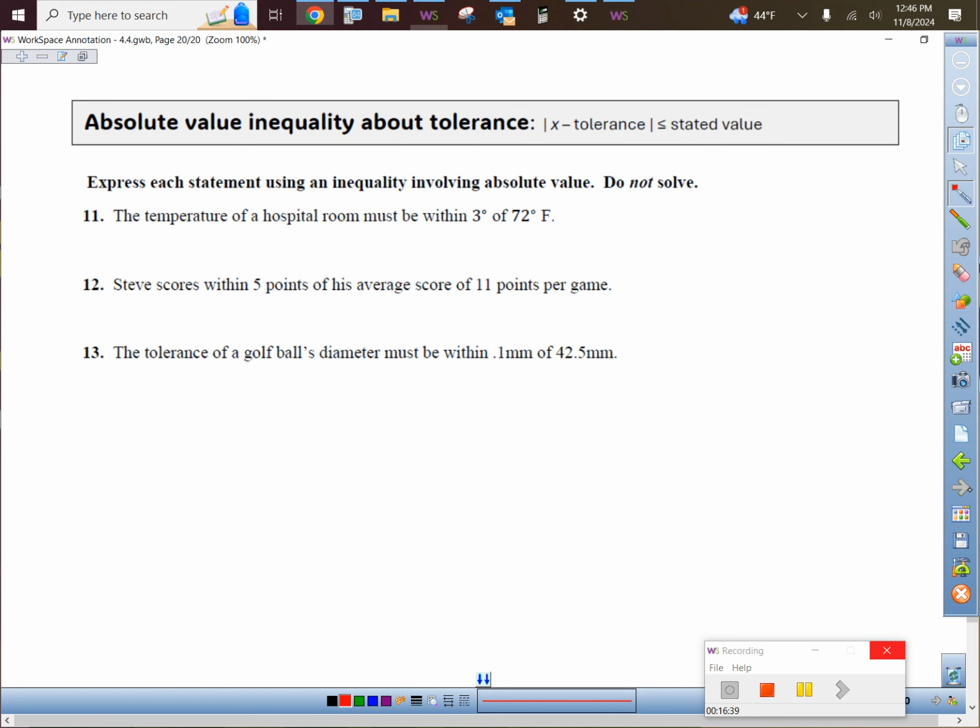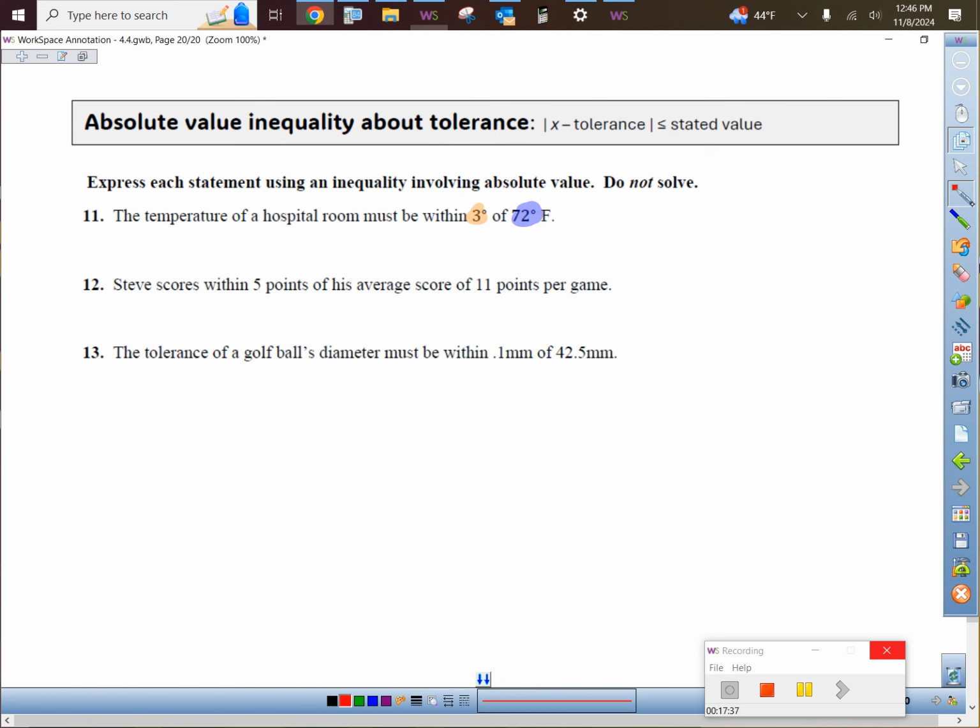right? So you talk to me in English, right? If it's got to be within 3 degrees of 72 degrees Fahrenheit, what's the hottest it could possibly be in that room? 75? What's the coldest it could possibly be? Do you see, like, it's mental math basically, right? But mathematically, we can write an absolute value inequality to make that make sense. So right here, which one of these is the tolerance? Is 72 the tolerance, or is 3 degrees the tolerance? Like, tolerance means we're tolerating, we're allowing it, right? Which one's the tolerance? 3.